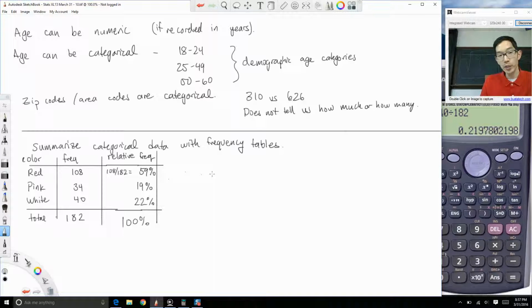Basically, if we think of the actual data table, how many rows does it have? No, this is our summary table. The actual data table that we have summarized has how many rows? 182. The actual data table has 182 rows, one for each observational unit, which would be each flower.